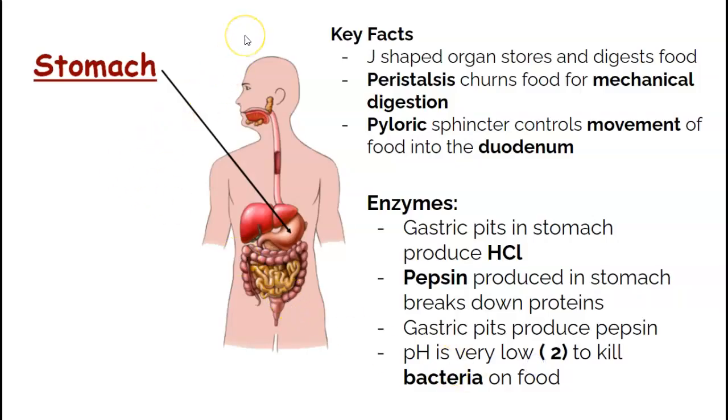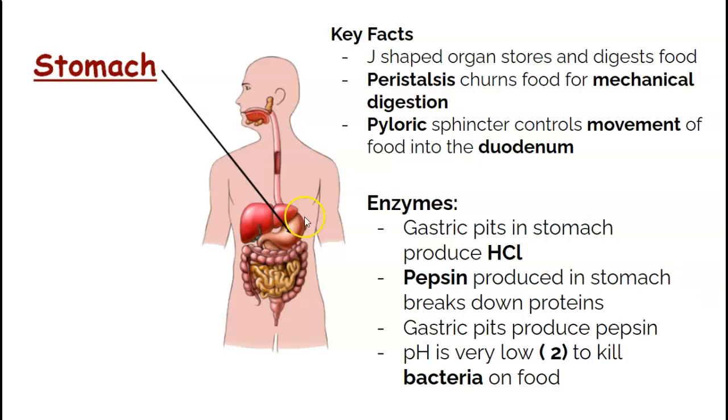So we're going to move into the stomach. The stomach has a pH of 2. So this is the first blank you're going to fill in. It's a very, very low pH. Okay, so this has a pH of 2 because it's filled with acid. It's a J-shaped organ, and its job is both mechanical and chemical digestion.